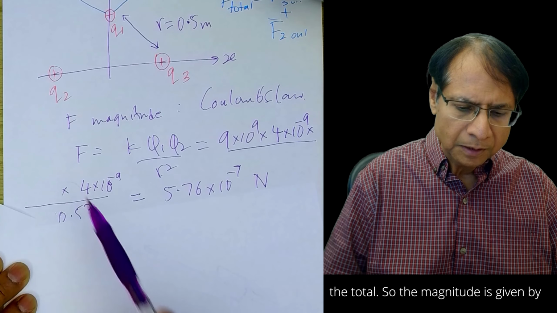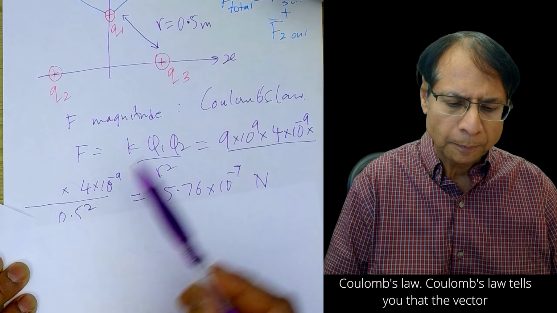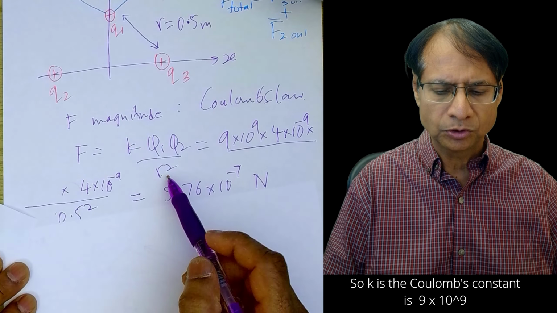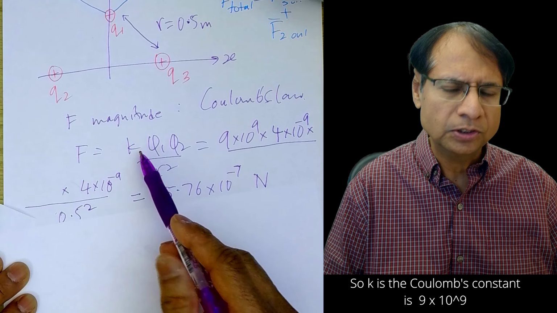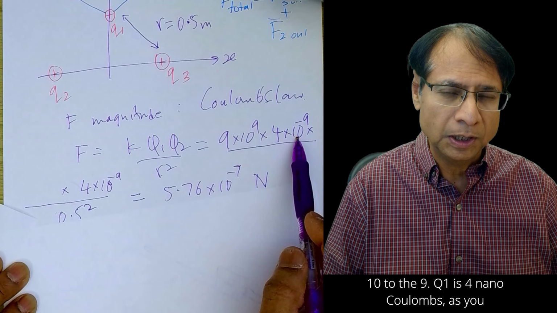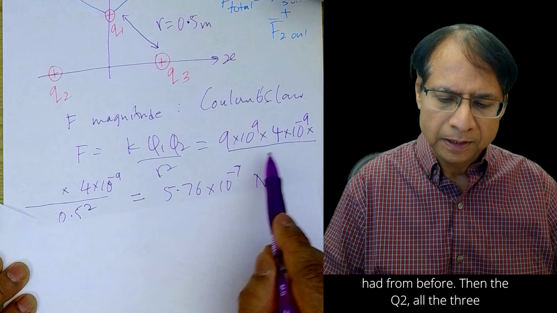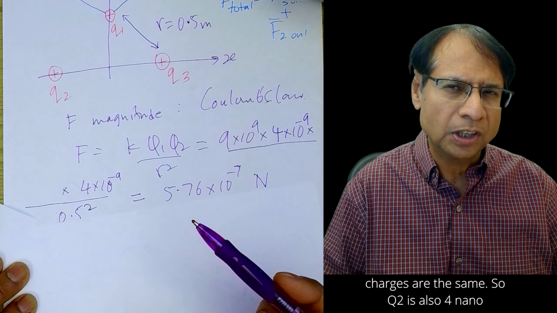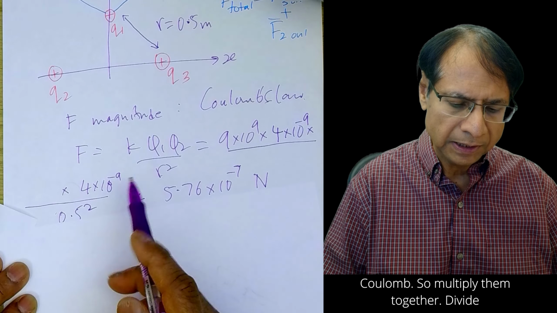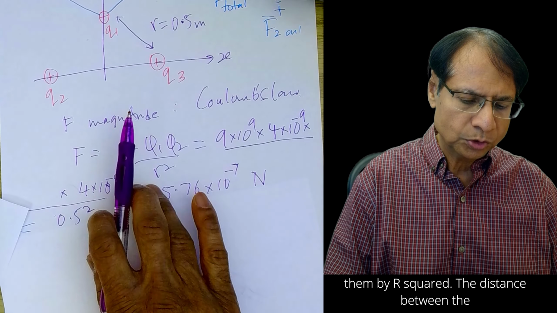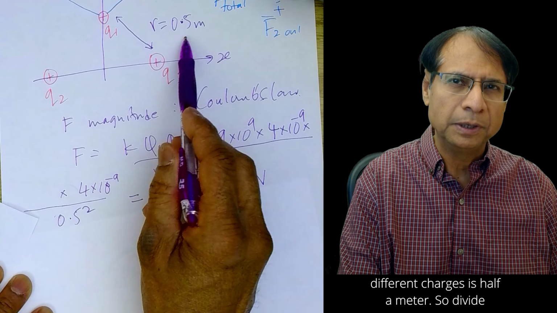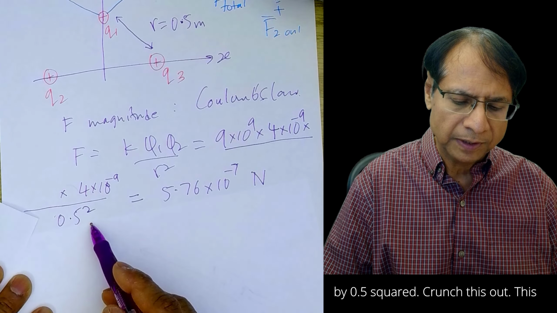So the magnitude is given by Coulomb's law. Coulomb's law tells you that the force magnitude is k q1 q2 over r squared. So k is Coulomb's constant, 9 times 10 to the 9. Q1 is 4 nanocoulombs, as we had from before. Then Q2: all three charges are the same, so Q2 is also 4 nanocoulombs. So multiply them together and divide by r squared. The distance between the different charges is half a meter, so divided by 0.5 squared.